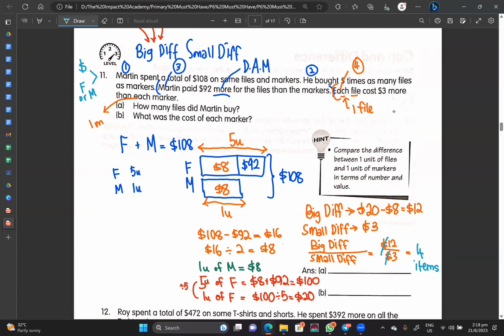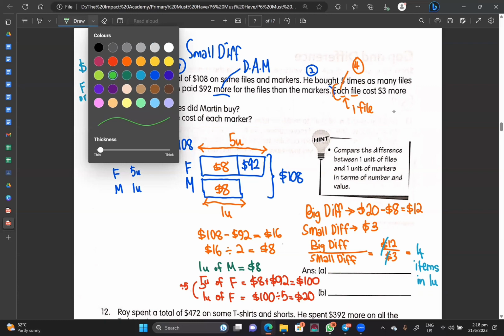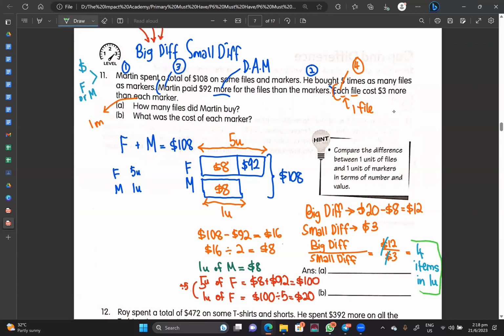So these 4 items could be file, could be marker, but I just know that this is 4 items in 1 unit. This is my Mr. Greenman basically. Okay, now once this is done, Mr. Greenman is out, right? Maybe I can just bracket it to show you that this is Mr. Greenman. I'm just gonna box it up. So Mr. Greenman is out. What I can do is I can read sentence number 8.